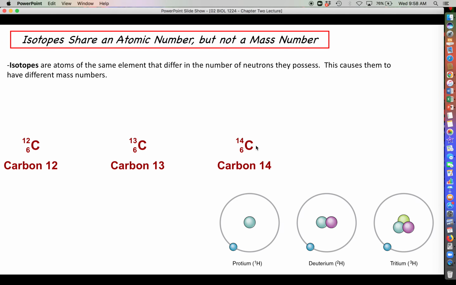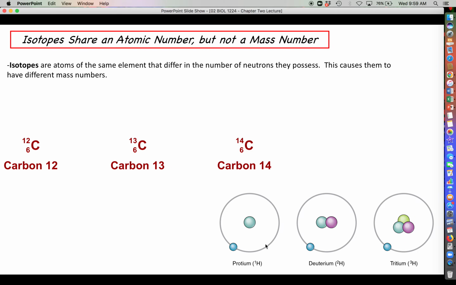So each one of these atoms, even though they are different from each other, is carbon because they all have 6 protons, but they are different kinds of atoms because they differ in terms of the number of neutrons they have. Let's do the same thing for the 3 isotopes of hydrogen.